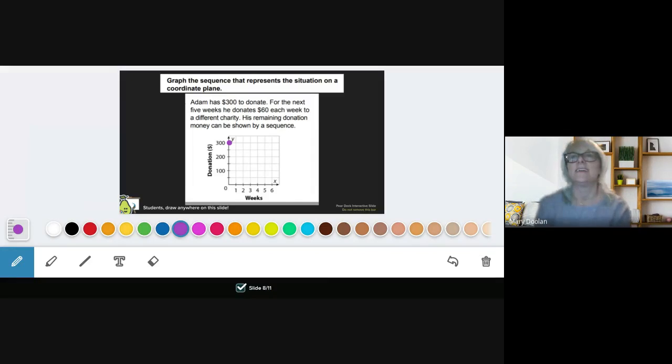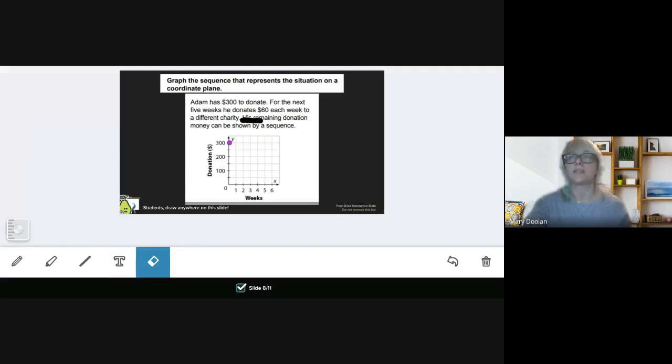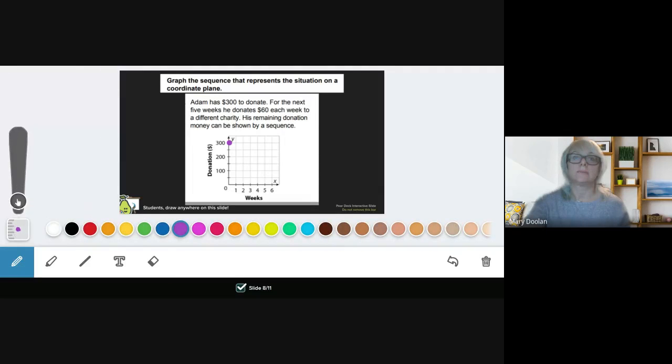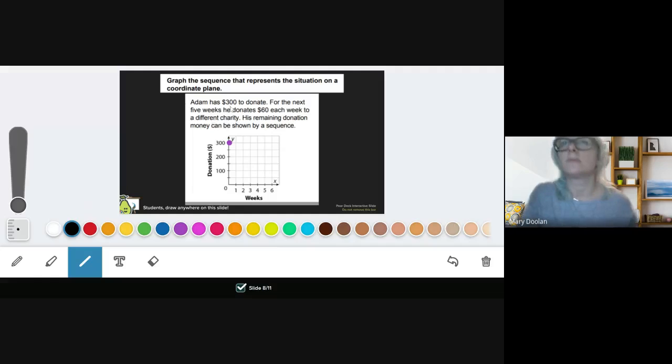All right, because it's asking you to show... oh gosh, that's so large. So you can change the size of your pencil because sometimes it's really big and it just takes over the entire picture. So we are grabbing his remaining donation money.